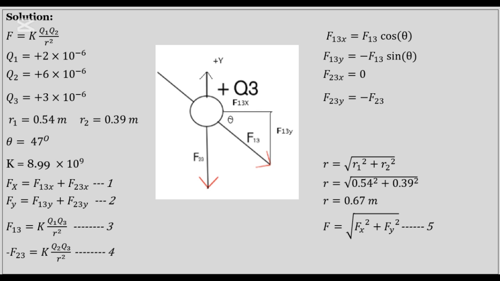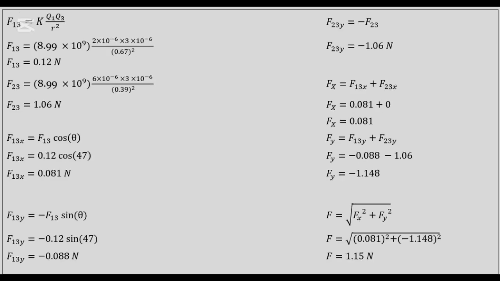Now, to get the resultant force, which is the total force exerted on charge 3, F will be equal to the square root of Fx squared plus Fy squared. So we square the x component of all the forces, then the y component of all the forces. We sum them up and take their square root to get the resolution force, or the resultant force, that is acted on charge 3. Now let's delve into our substitution.